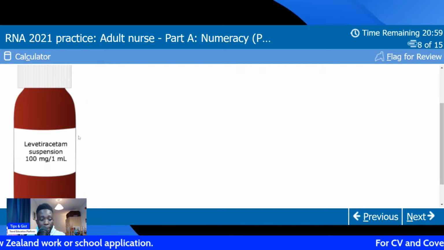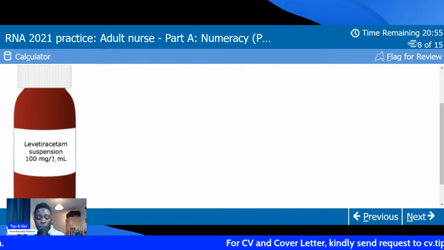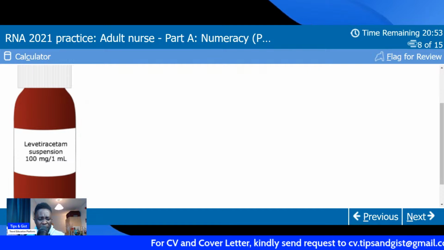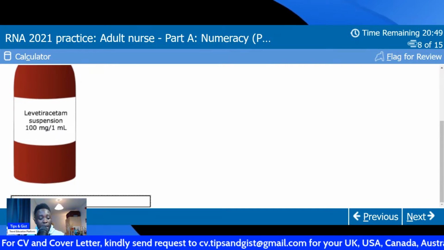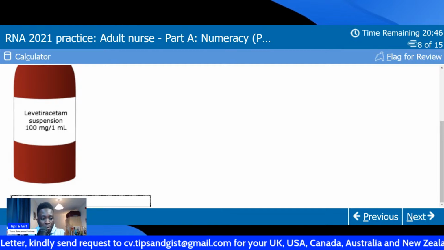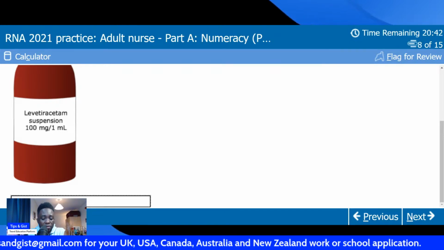All right. Now you come back to the label. The manufacturer is saying that 100 milligram is 1 ml. So if you are giving 700 milligram, it means you have to pour 7 ml to get the 700 milligram. This is just a common sense formula, right? If 1 ml is 100 milligram, then 7 ml will be 700 milligram.